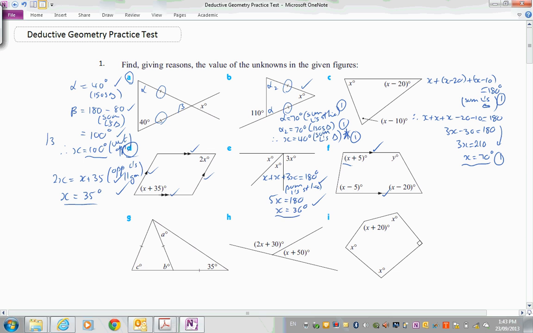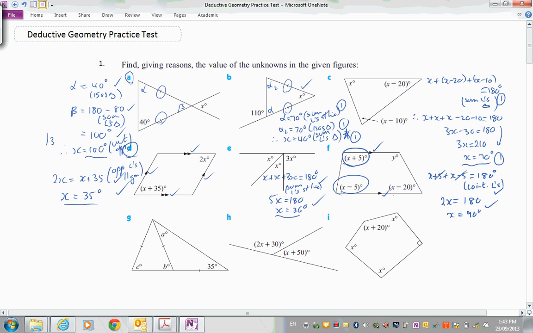So what can we say about this angle and this one? They must add up to 180. Co-interior angles, remember that. Co-interior angles are supplementary. So let's get x first. 2x plus 5, take 5, 180, x is 90. Okay, 1 mark there, 1 mark for finding x.